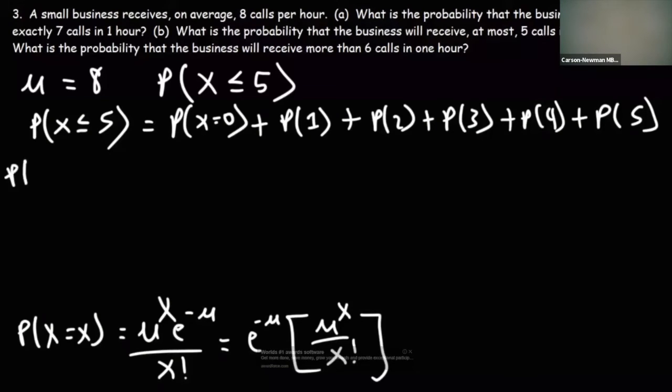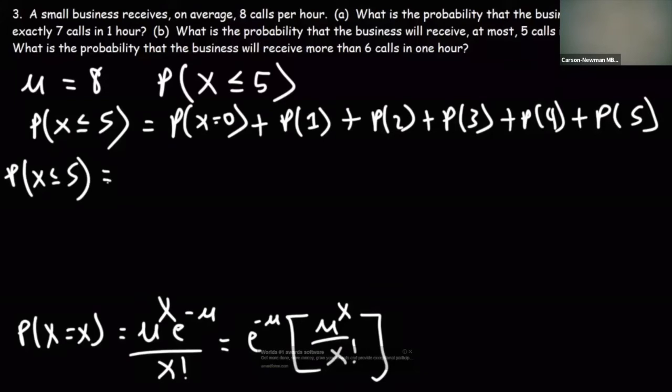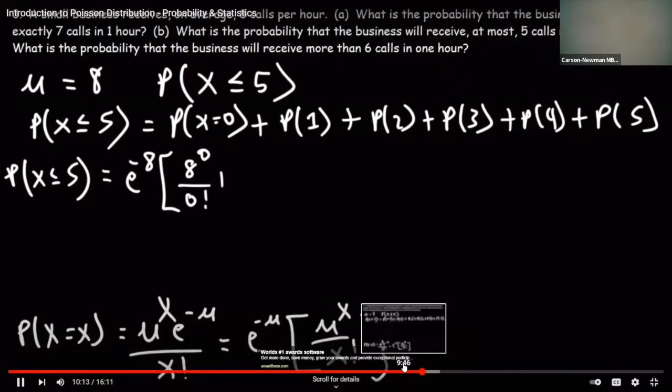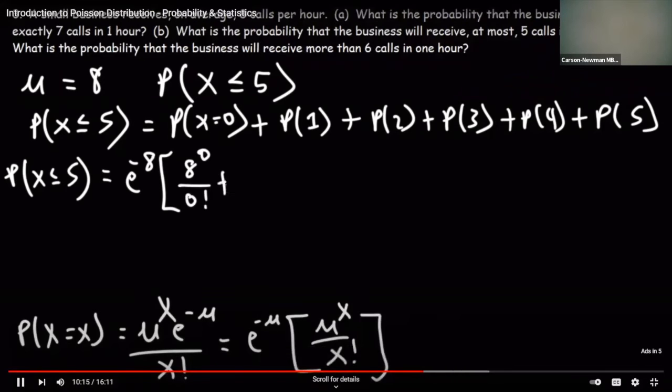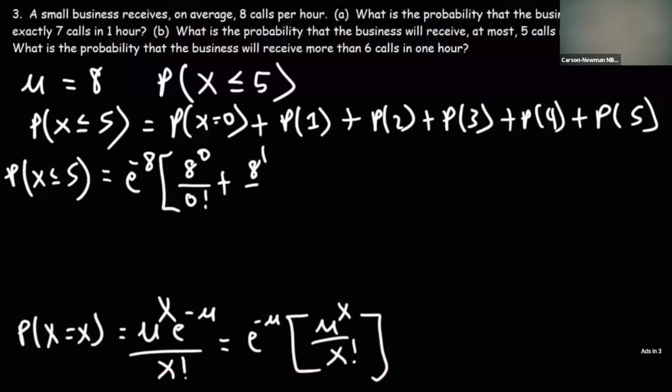So we can say that p, when x is less than or equal to 5, is going to be e to the negative mu, which is e to the negative 8, and then times, we're going to plug in these values when x is 0. So mu is always 8, raised to the 0 power over 0 factorial, plus, now when x is 1, mu is not going to change, it's still 8. The x is that.